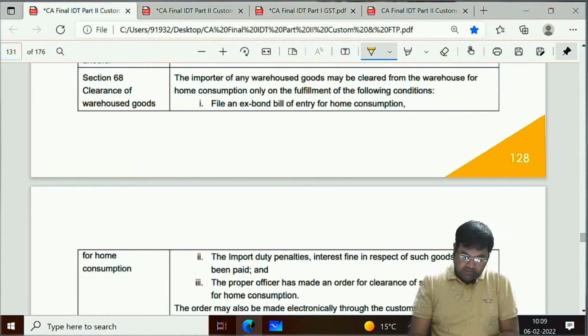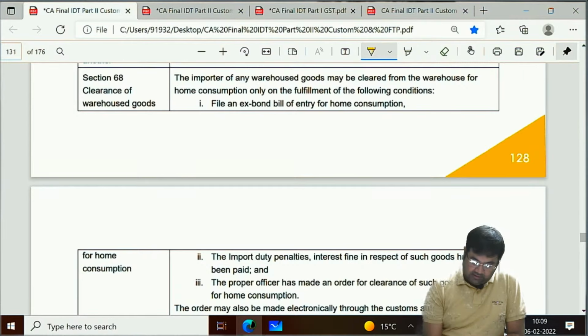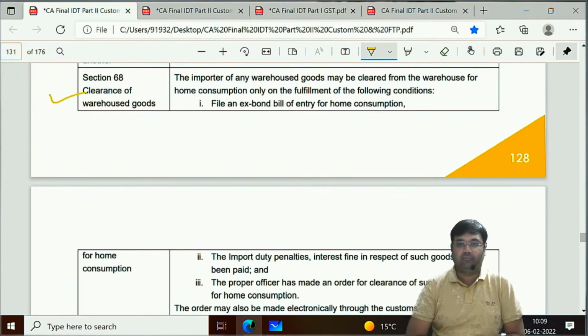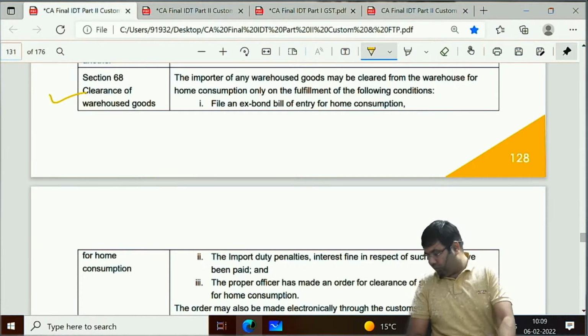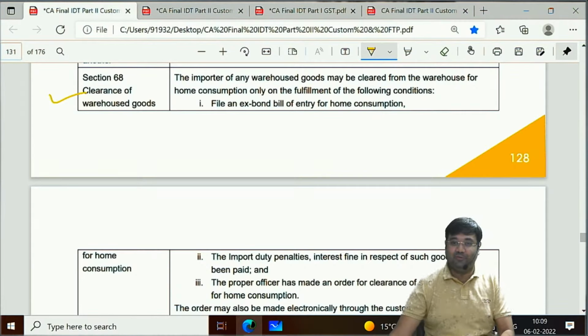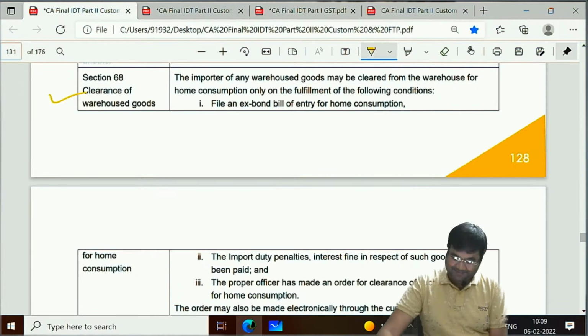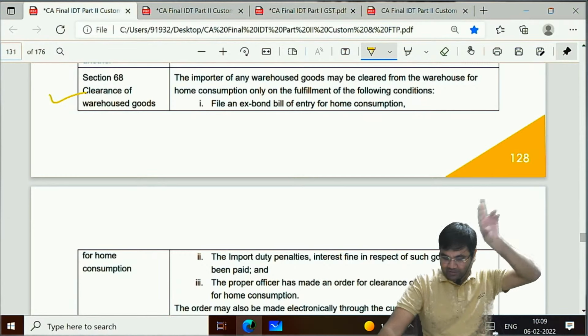Okay, so no doubt. Section 68, clearance of warehouse goods. Now from the warehouse, you can opt for home consumption, or you can opt for export, or you can even supply stores, if suppose it is stores, to a foreign going vessel or aircraft, or you can supply to duty free shops. Correct? So now I hope you know all the interlinking.